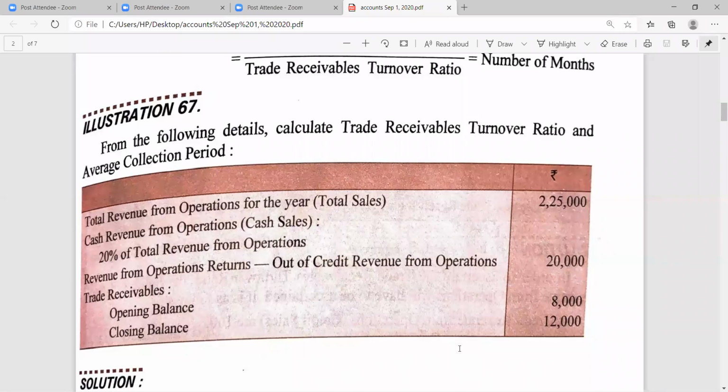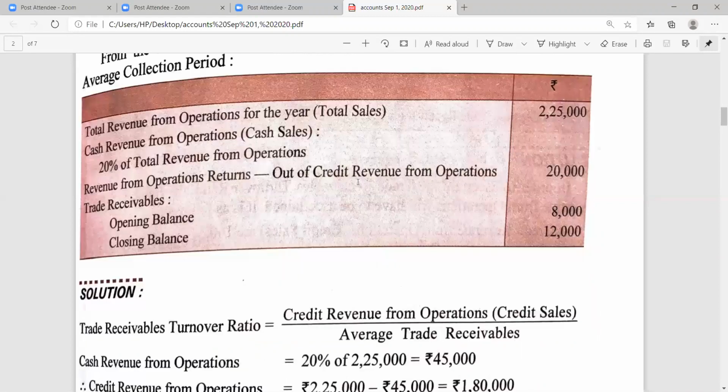Now in this question, the total revenue from operation for the year, that is the total sales, is given, which is 2,25,000. The cash revenue from operation, that is the cash sale, is not given actually. In the previous question, the cash sales were given to you in numbers, but here a clue related to the cash revenue from operation is given to us. What is the clue given over here?